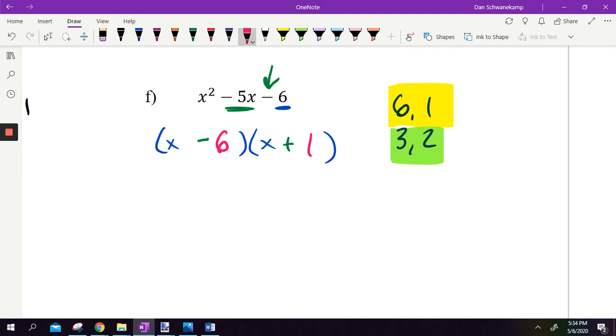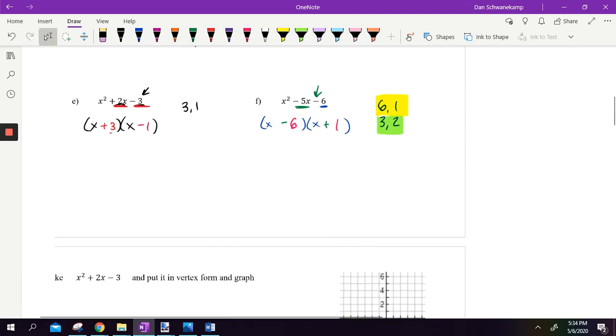All right, so a little bit more different there. More different, that was rough. A little bit more of a challenge, but that's what you're trying to do. All right, that is factoring.